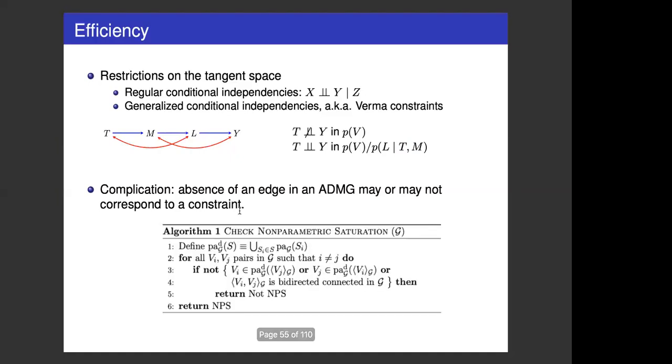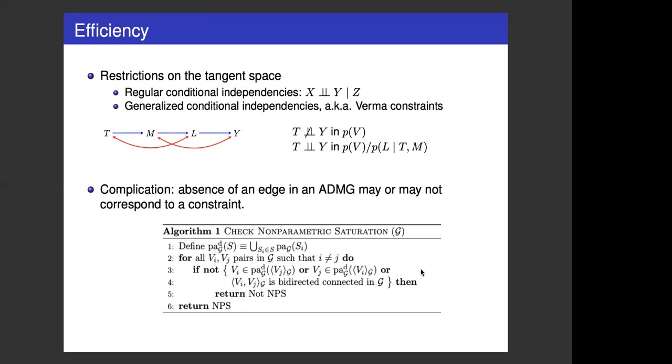We have an algorithm in the paper that checks the non-parametric saturation status of ADMGs. It's a very simple algorithm. It's a sound and complete algorithm, and I'm not gonna explain it really, but you can just mechanically apply it and get a yes or no answer. So if it spits out yes, it means that the ADMG is going to be non-parametric saturated, which means that the augmented IPW that we just talked about is going to be the most efficient estimator. And if it spits out no, it means that the model is not non-parametric saturated and there are restrictions on the tangent space.